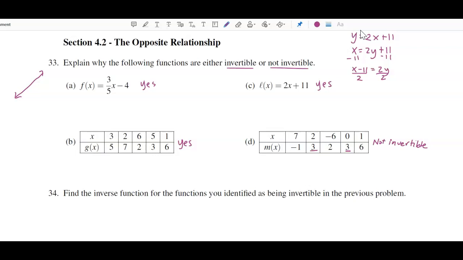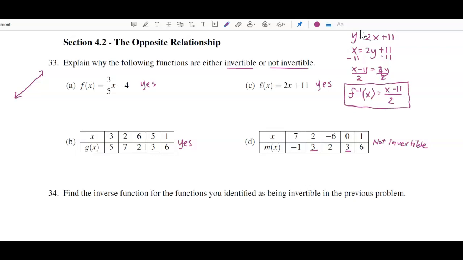Right? And so I get y equals this. So this is my inverse function. And to show it's an inverse function, we write it as f to the negative 1 power of x equals x minus 11 over 2. And you don't need to separate those out or anything, just like that is great.